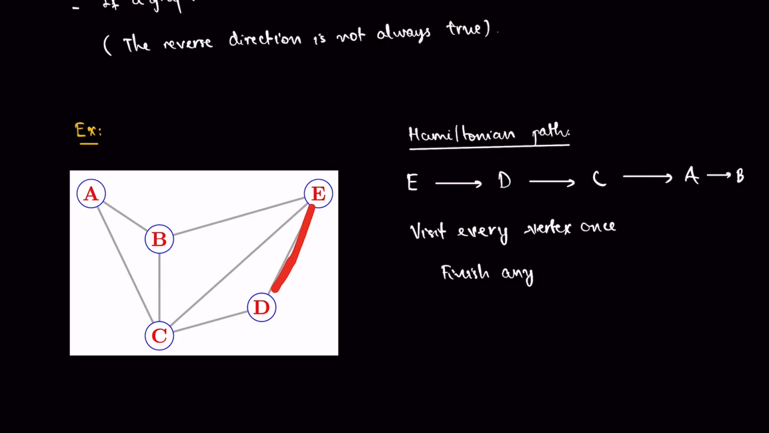You start at E, from E you go to D, from D you go to C, from C you go to A, and from A you go to B. And as you can see, we didn't use this edge and this edge. We didn't care about how many edges you visit. We just care about visiting every vertex once.